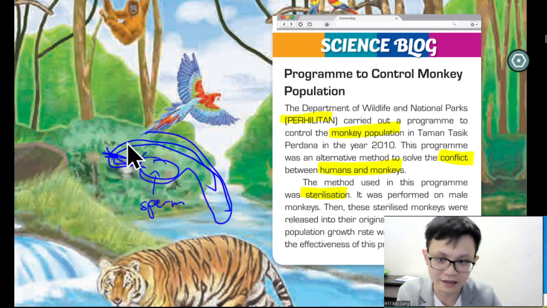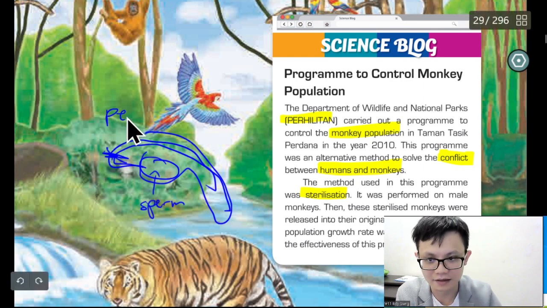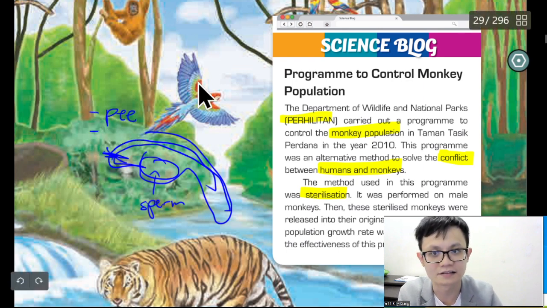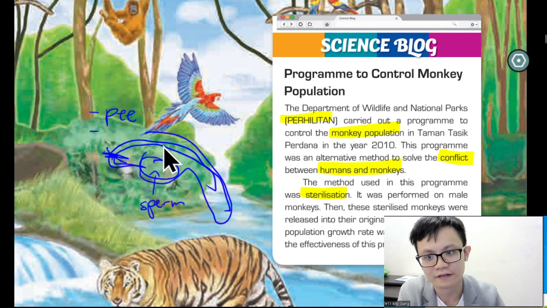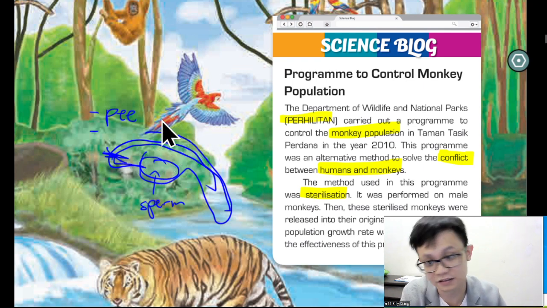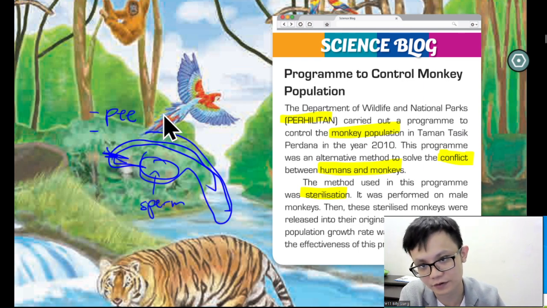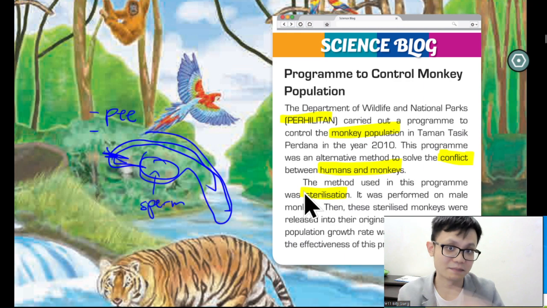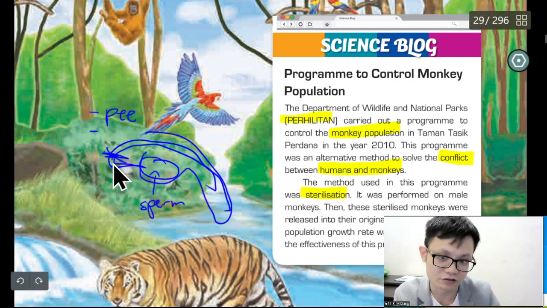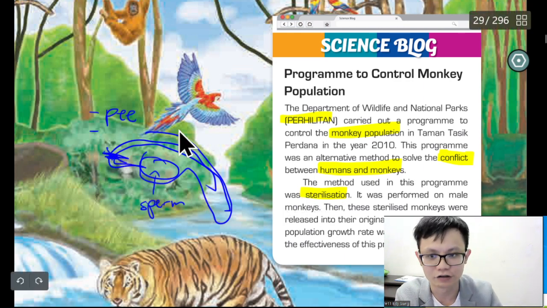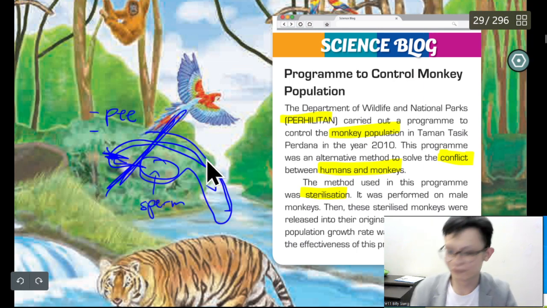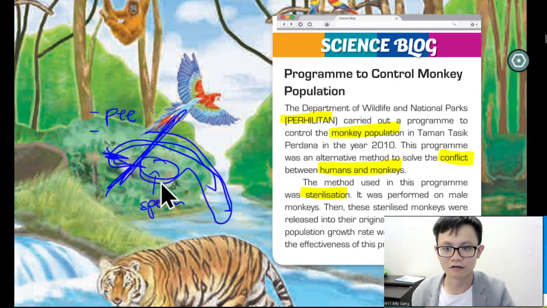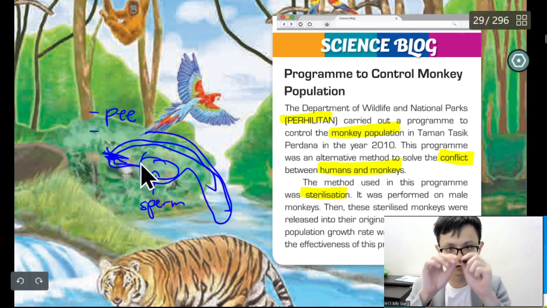But the guy can still pee. The guy can still sleep with his wife, and the guy can still enjoy a relationship with his wife. But the guy cannot have a baby anymore because the guy is sterilized. Same like monkey. The monkey you also do like that. You cut here, you don't cut here. Cutting here is very painful. Nowadays you don't need to cut here already. You just do some minor operation.